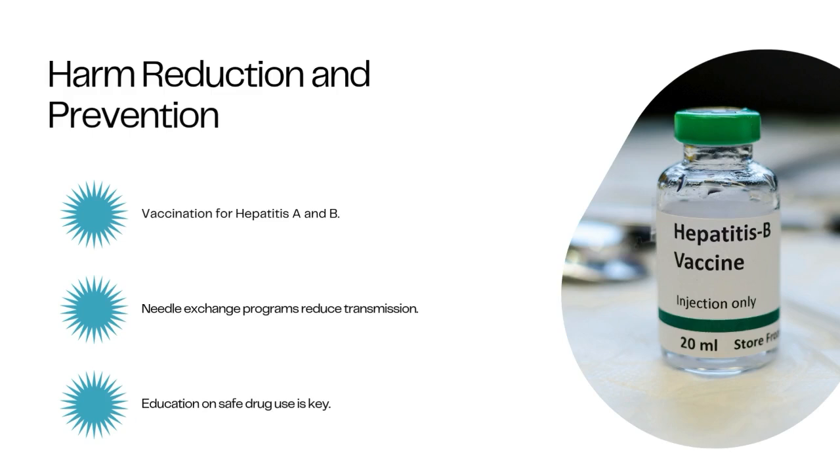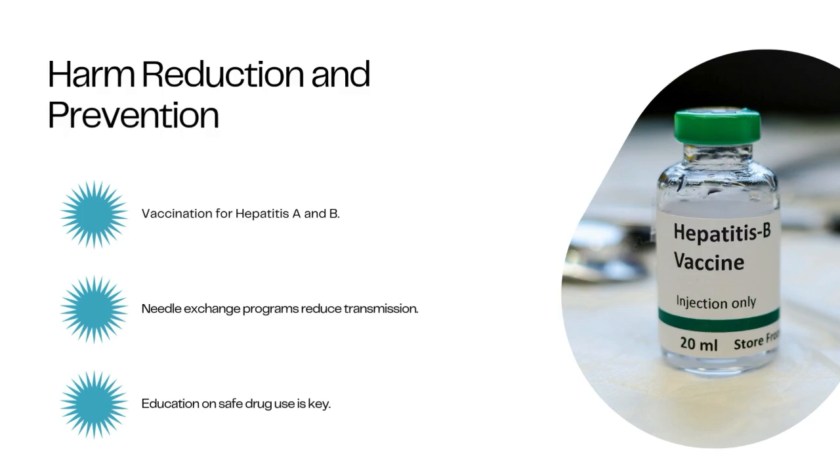Because of the high risk of transmission, harm reduction practices such as needle exchange programs and education about safe drug use are vital in preventing the spread of hepatitis B and C among people who inject drugs. Offering vaccinations for hepatitis A and B can also be critical. One of the most effective ways to prevent hepatitis A and B is through vaccination. Hepatitis A and B vaccines are safe and highly effective, and they're especially important for individuals in high-risk groups, such as those who inject drugs or those experiencing homelessness.